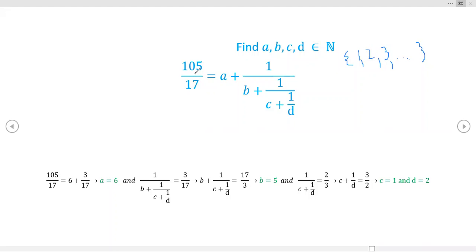On the left-hand side, we have 105 over 17 is equal to this nested or continued fraction, they call it. And there are four unknowns, A, B, C, and D. And often if there's one equation with four unknowns, you're not going to get it solved. But we have the structure of the division algorithm to help us out right here.